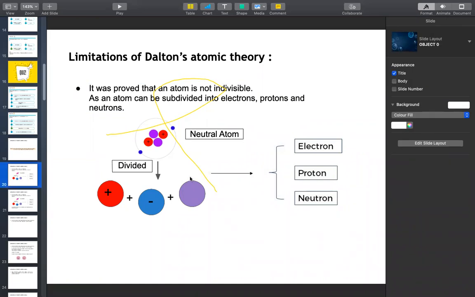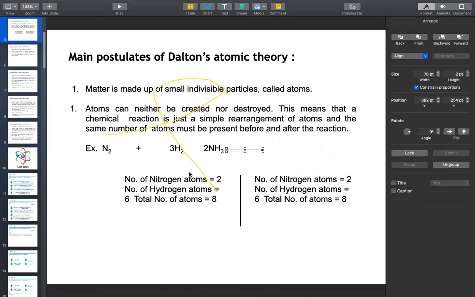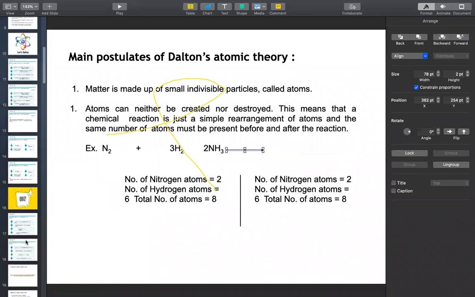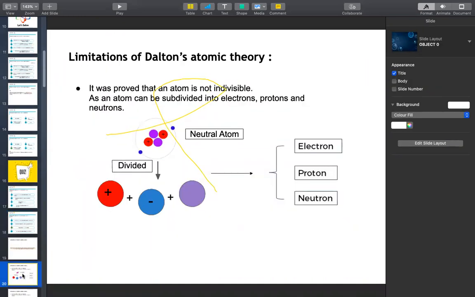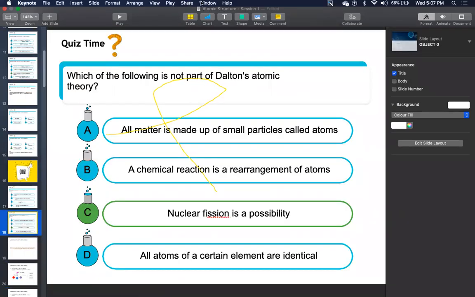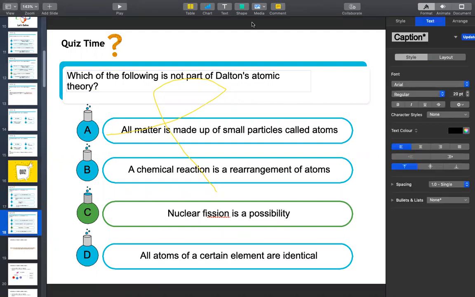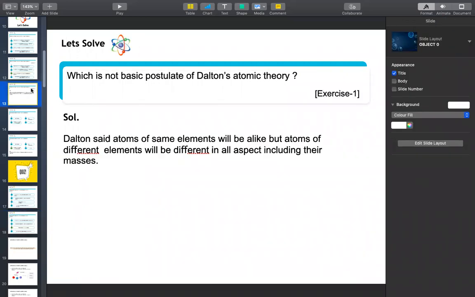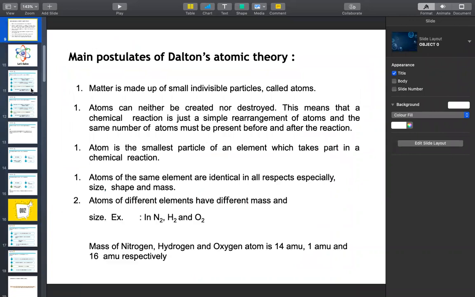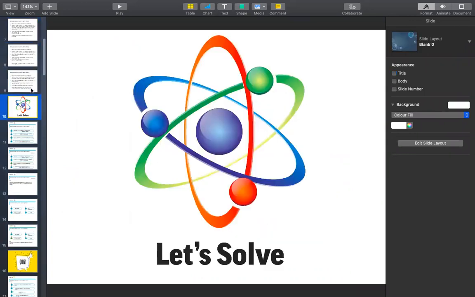Who has annotated, please delete this. Can you go to the next slide? I mean the one after atom is not indivisible, that one. Okay, 1 minute. Anyone who has annotated, please delete it. Can I delete it? Just a minute. Okay, fine, I've deleted. Yes, so which slide?